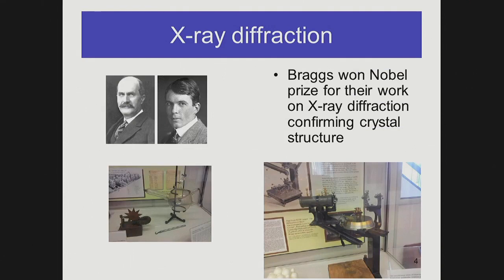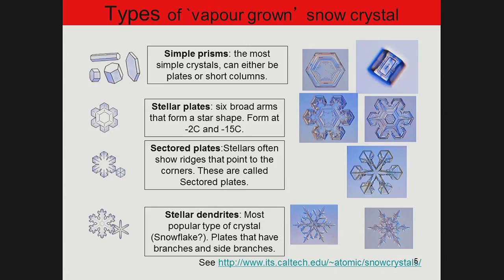And they won the Nobel Prize for their work on X-ray diffraction. And they collaborated with people that confirmed the crystal structure of ice using this technique of X-ray diffraction. Okay, so that was in, I think, the 1930s. Actually, 1929, I think, was when that happened. So I mentioned the nuclear physicist Ken Libbrecht at Caltech, and he has this webpage if you're interested, with some fantastic videos and images. I recommend, if you get time, just to go and have a look at some of those.